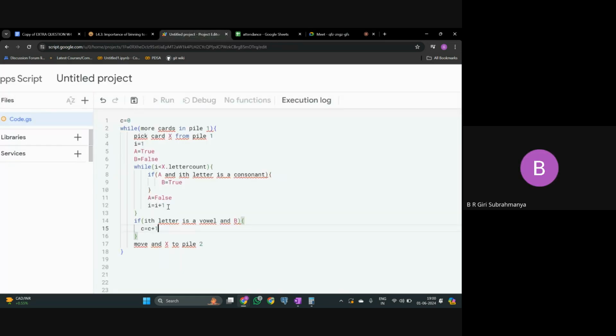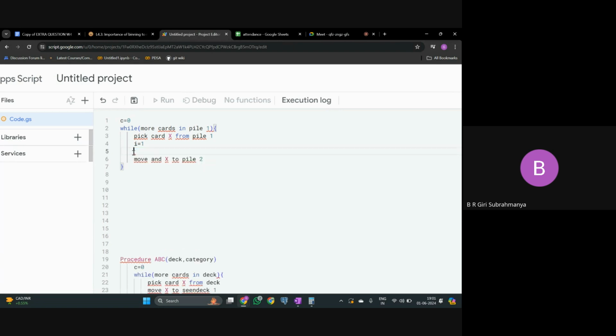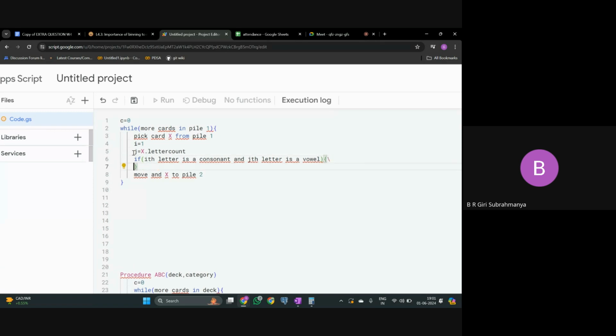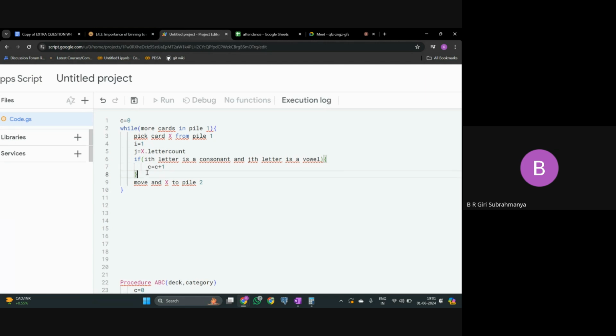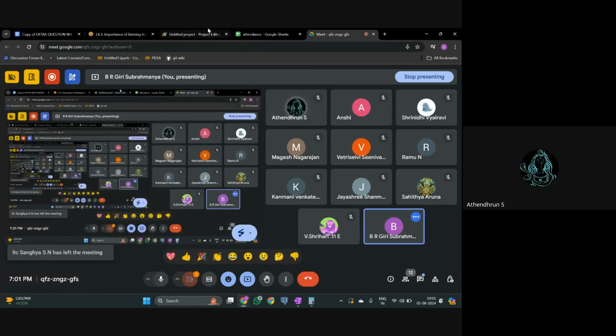Actually, technically this iteration itself is not needed, right? Technically, you can write I is equal to 1, J is equal to X dot letter count. If ith letter is a consonant and jth letter is a vowel, then C is equal to C plus 1. You can do this, right? We could have done this like this also, right? Without iteration, we could have done this.